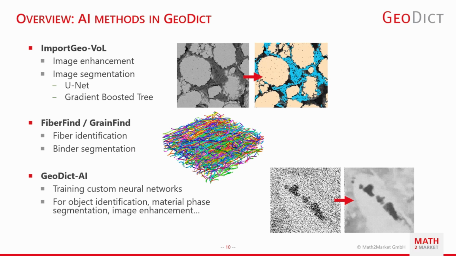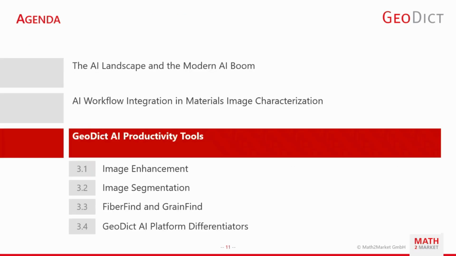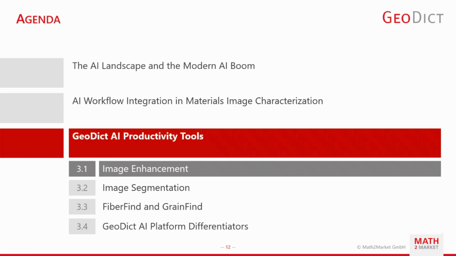And then you also have the GeoDict-AI framework for training custom neural networks for object identification, material enhancement, image segmentation, et cetera. So in this context of GeoDict-AI productivity tools, we're going to subdivide this into these four areas: the image enhancement, the image segmentation, the GrainFind and FiberFind applications, and then we'll close out by talking about how we at Math to Market enable these tools in a differentiated, mature, and polished workflow.